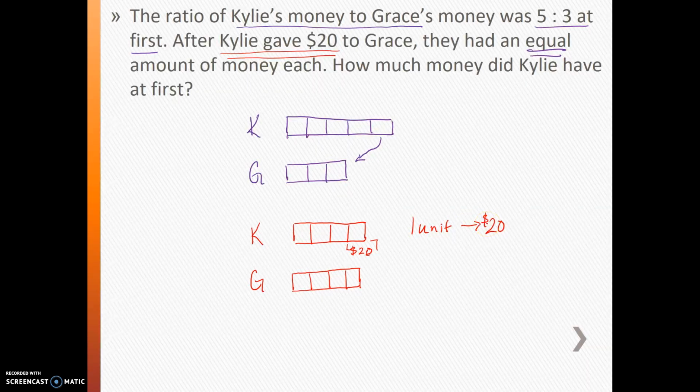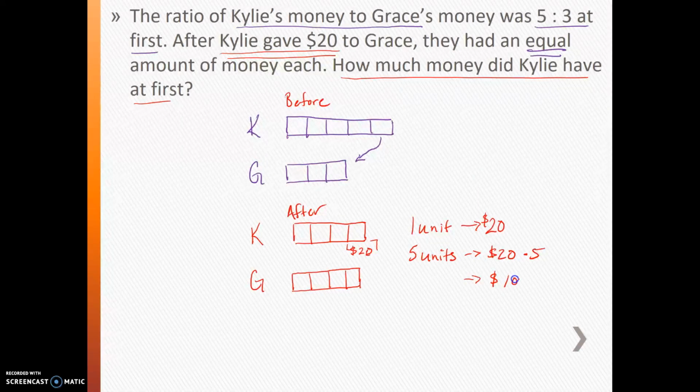Now the question I'm trying to answer is, how much money did Kylie have at first? Okay, so let's go back to our before graph up here. I should have labeled these earlier, but remember that Kylie had 5 units to start with, so that's what we're going to solve for. So 5 units is $20 times 5, which equals $100. Kylie had $100 at first.